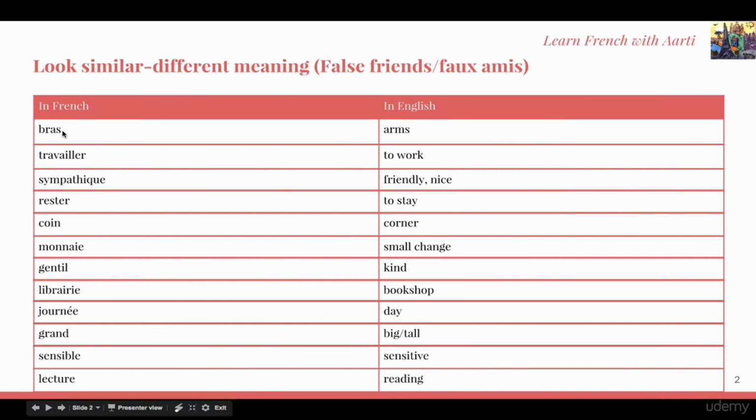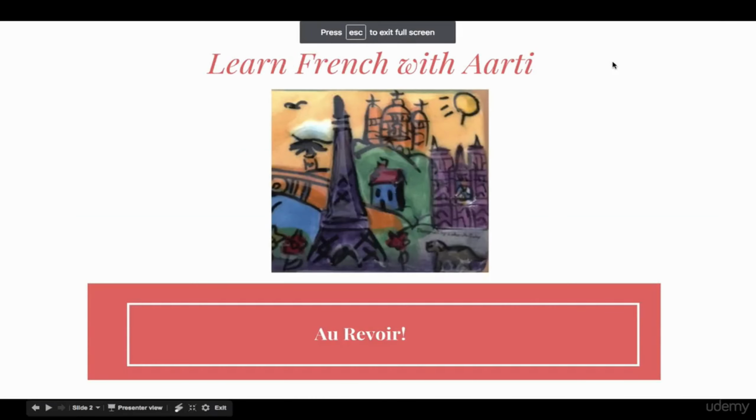Bras means arms. Next, travailler, to work. Sympathique, friendly or nice. Rester, coin. You can see how similar they look to some of the words we have in English, but their meaning is completely different. Coin, monnaie, gentil, librairie, journée, grand, sensible, lecture.